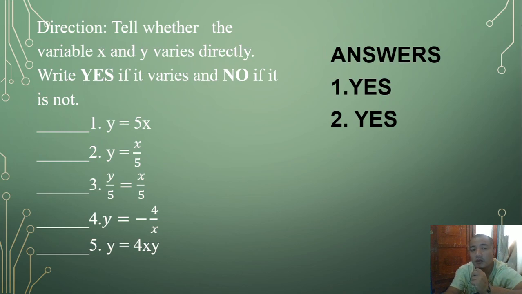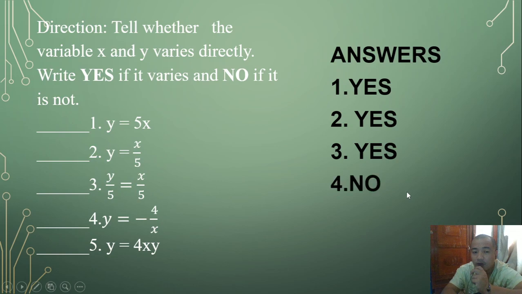How about number 2? Yes, they vary directly. How about number 3? Yes again. It becomes 1x. Y is equal to x. That means y equals x. So the constant of variation is 1 in number 3. So it's yes, a direct variation.